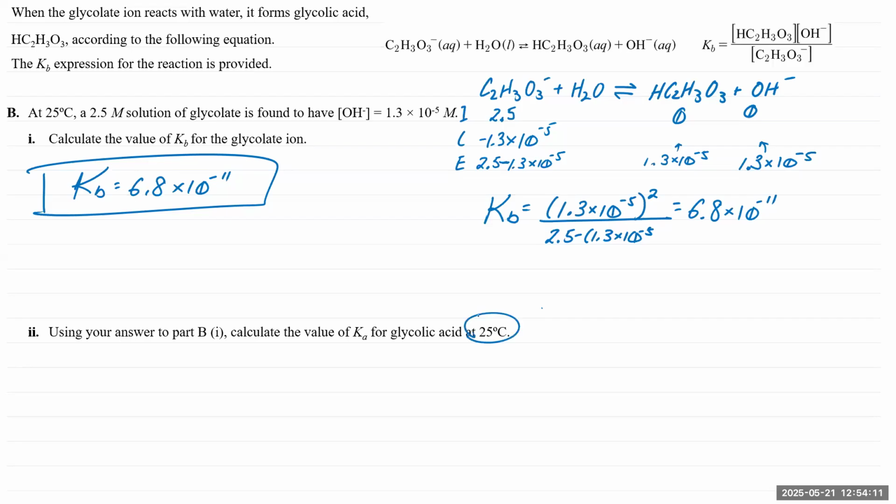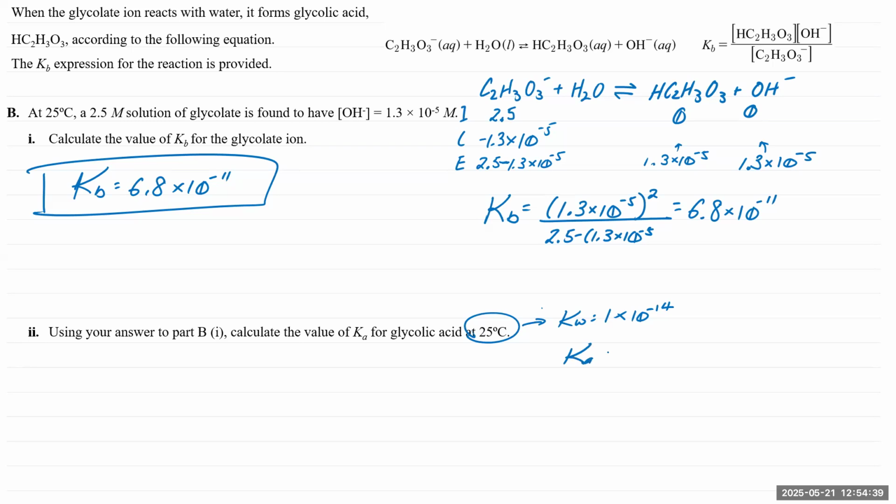Part 2, using your answer to part B, calculate the value of Ka for glycolic acid at 25 degrees centigrade. You know that at 25 degrees centigrade, our Kw value is going to be 1 times 10 to the minus 14. And you know that this deviates as the temperature changes. But in AP, unless they tell you, it's almost always going to be a Kw of 1 times 10 to the minus 14.